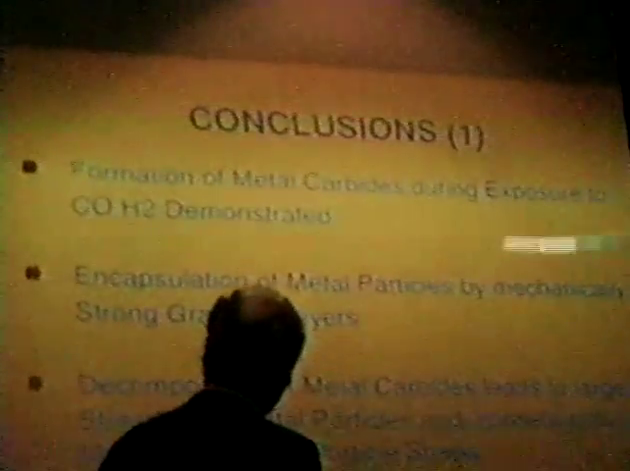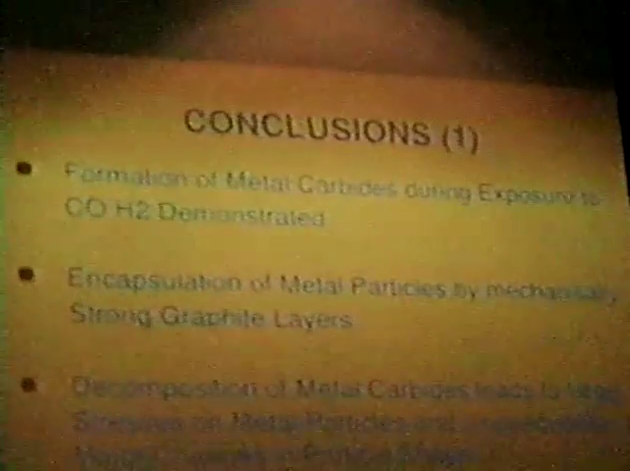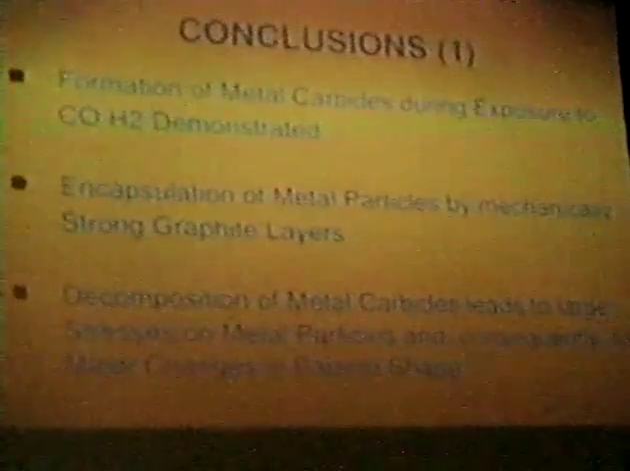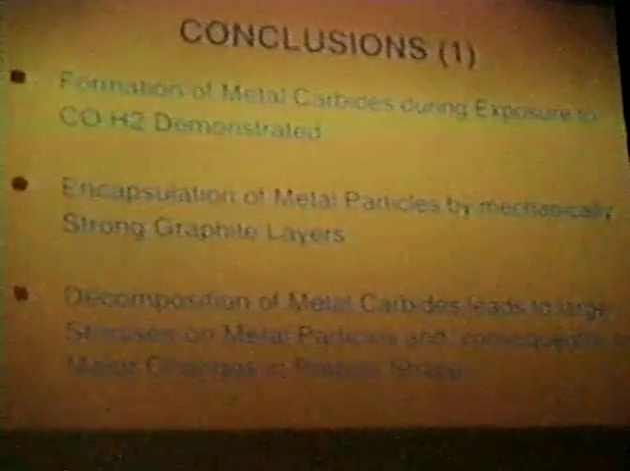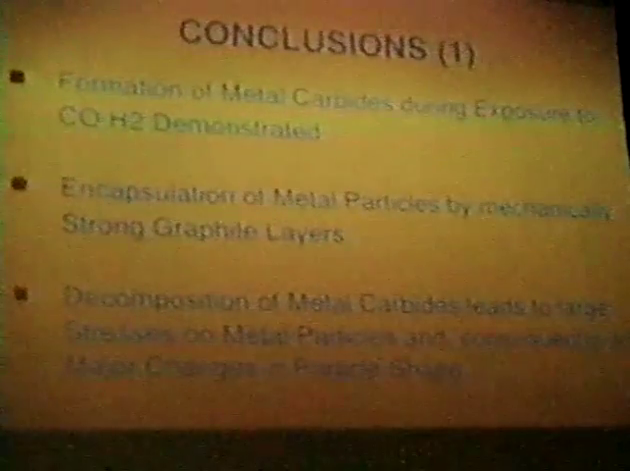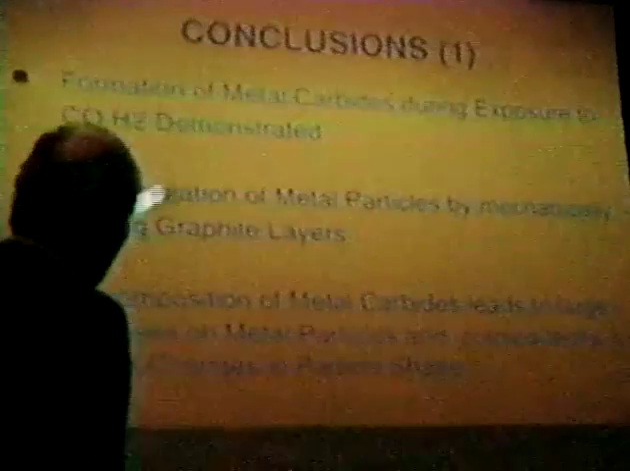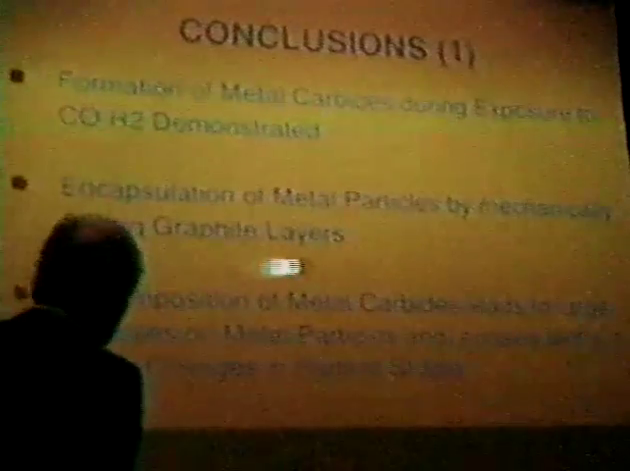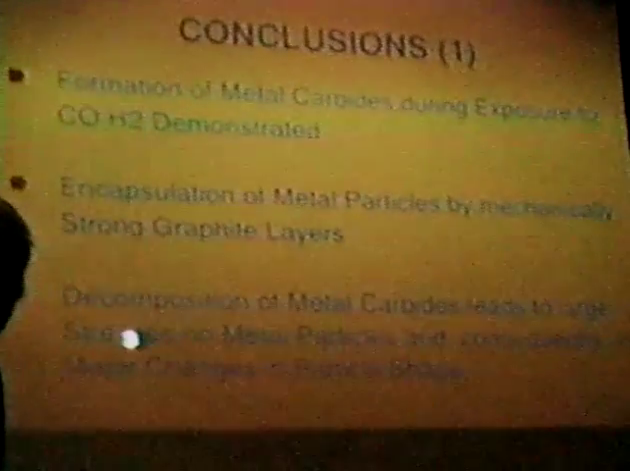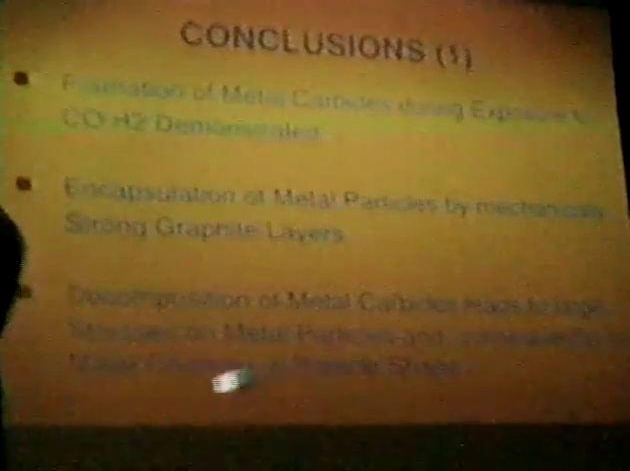Well, so just to summarize all the work, the formation of carbides during exposure to CO and hydrogen has been demonstrated. I think there is no discussion. You get a lot of metal carbides, but it's just as with the zinc: you are adding carbon atoms, they are forming carbides, and you are removing carbon atoms just by segregation. So you get encapsulation of metal particles by mechanically strong graphite layers, and you get a decomposition of the metal carbides, which leads to large stresses on the metal particles and consequently to major changes in the particle shape.